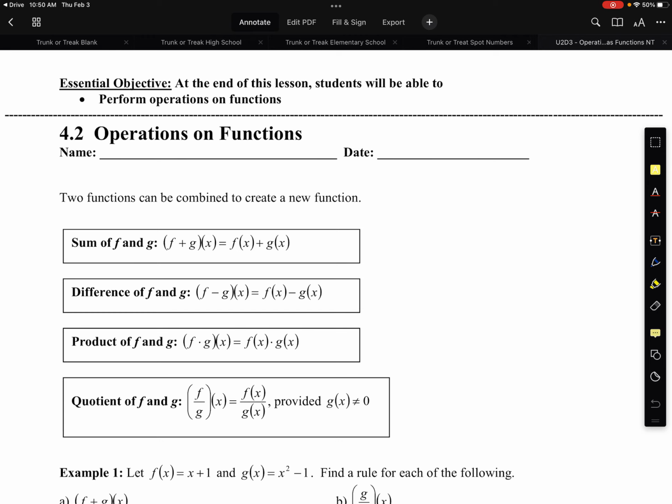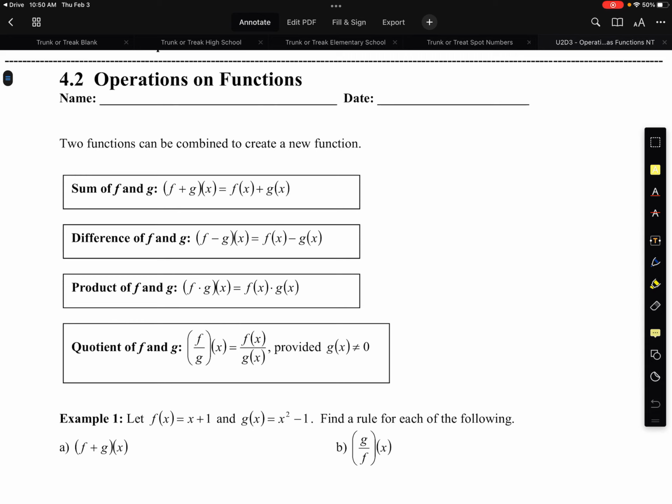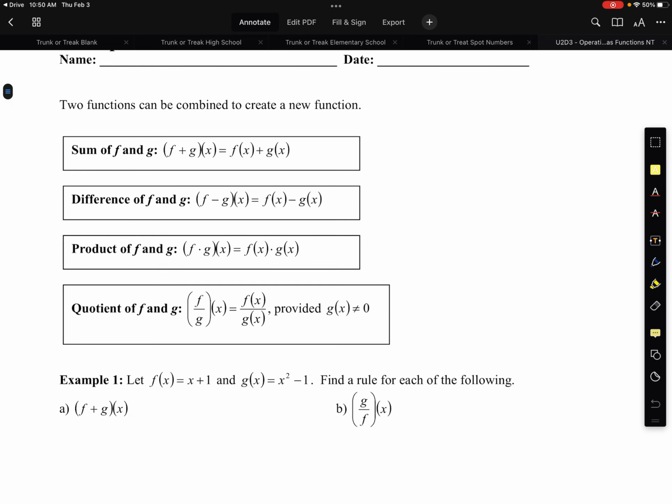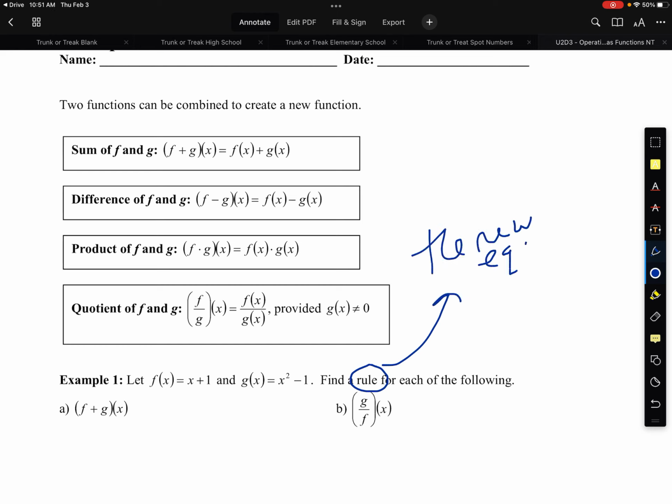So, the first section here, the sum, the difference, the product, that's really just different ways of showing you, right? So f plus g of x: add the f of x and the g of x. F minus g of x: subtract the g of x from the f of x. Super basic, straight to the point. Where it says find the rule, that's really the new equation.